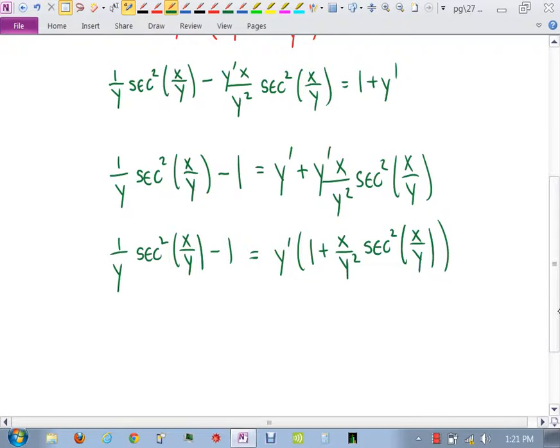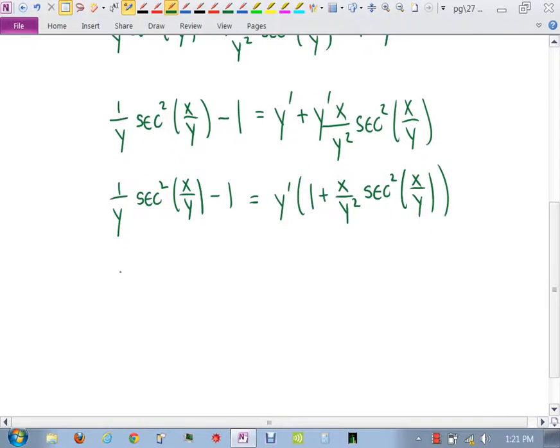And finally, divide through. So divide everything, both sides of the equation, by that stuff in parentheses on the right side. And you could probably go further with this, but I'm going to stop here. I mean, if you would check it in the back of the book, they might clean that up a little more.